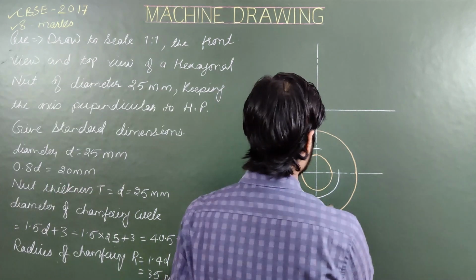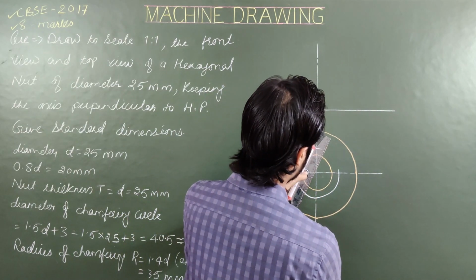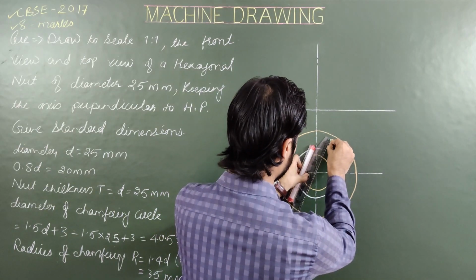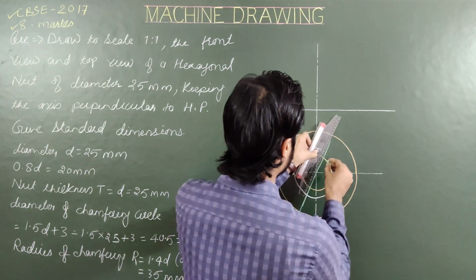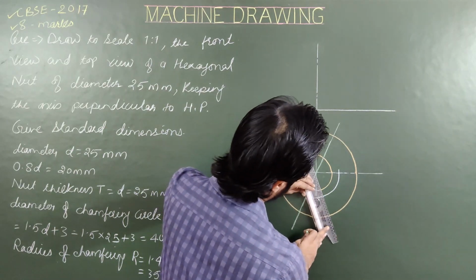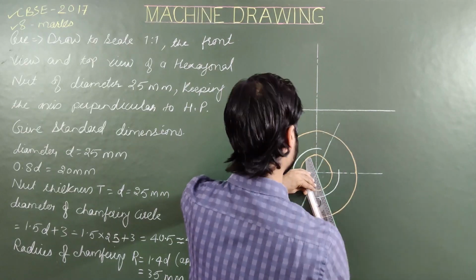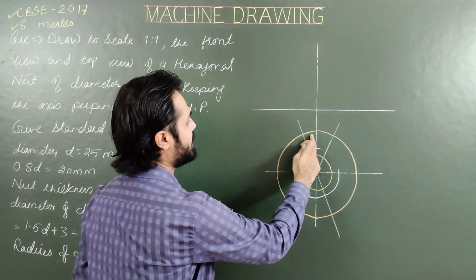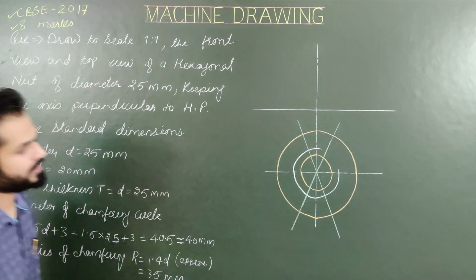And for construction, please draw two lines at an angle of 30 from this axis. Right. So the measure of this angle is 30, 30, 30 and 30.